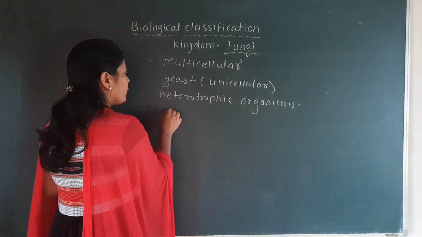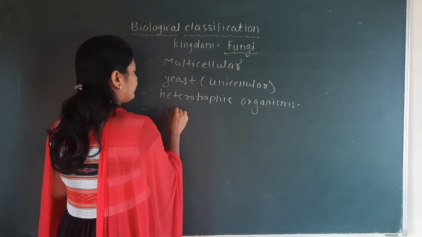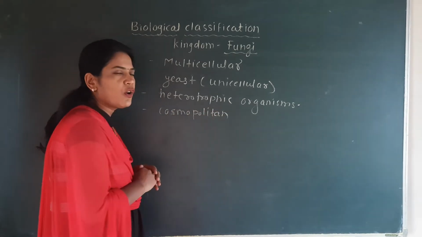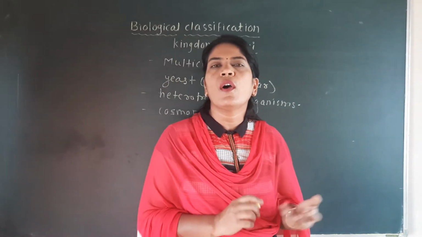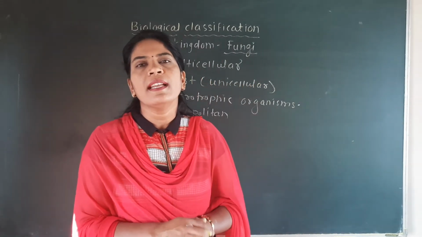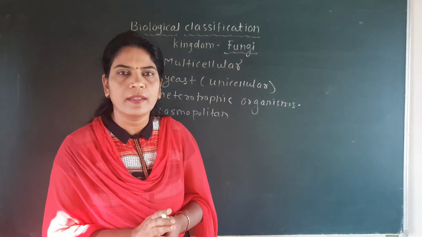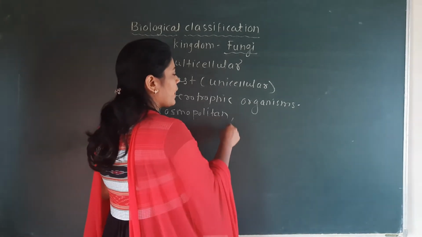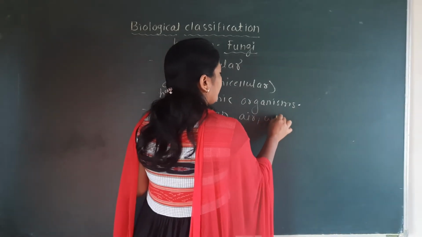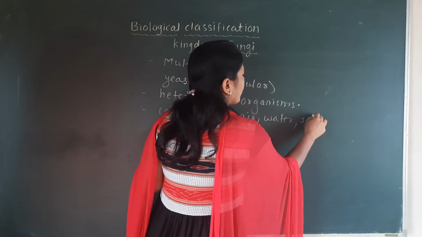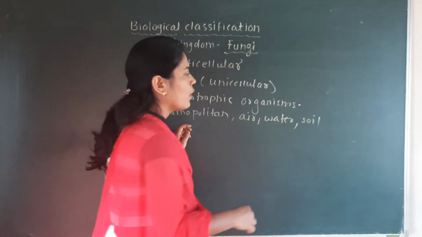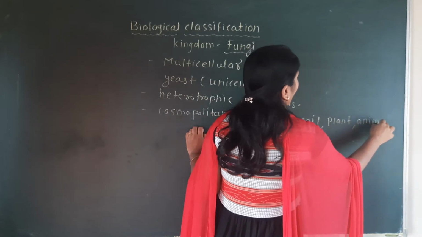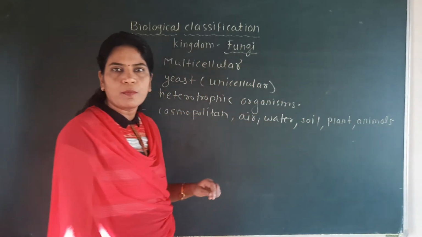The third point is that they are cosmopolitan. What is cosmopolitan? The meaning of cosmopolitan is that they are found all over the world. OK, you can see fungi everywhere in the world. So it is called cosmopolitan in distribution, and you will observe that they are present in air, they are found in water, they are found in soil, even they are present on plants and animals. So here you will find that fungi have a cosmopolitan distribution.